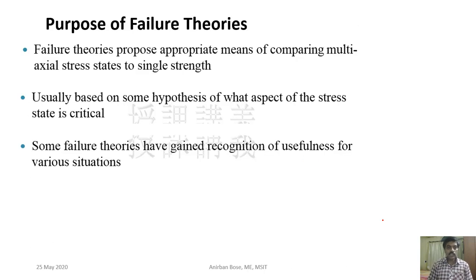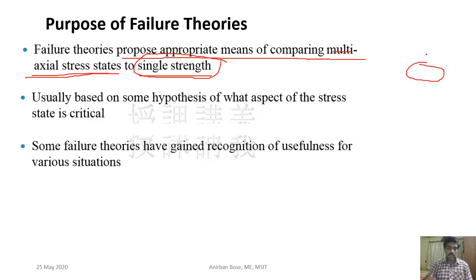So failure theories propose appropriate means of comparing multi-axial stress states to single strength. So this is the main thing. Single strength, where are you getting it from? From the tensile test. And the multi-axial state of stress, where are you getting that from? Because of the complex kind of loading that is acting on that machine component. So how to compare them, how to relate them, how to predict the failure of the actual component is done by the failure theory.